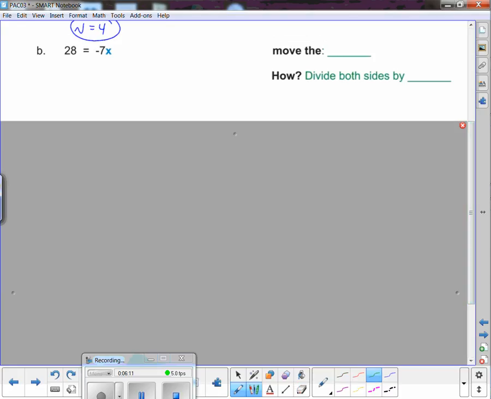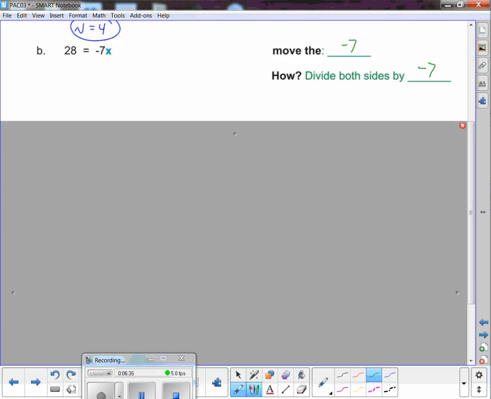So again, you look at B and you say, hey, what do I want to move? Where's my variable? Is it on the right? Is it on the left? Hopefully you all agree it's on the right. Therefore, I want to move the -7. And if you don't make it a -7, you're going to get the problem wrong. Therefore, I have to divide both sides by -7.